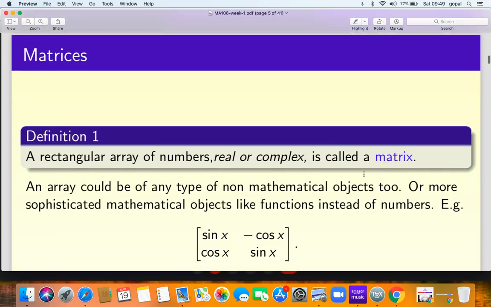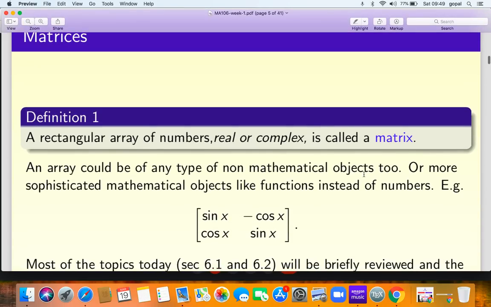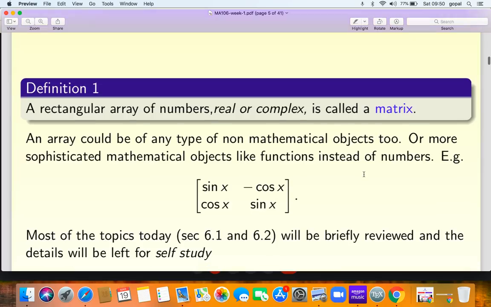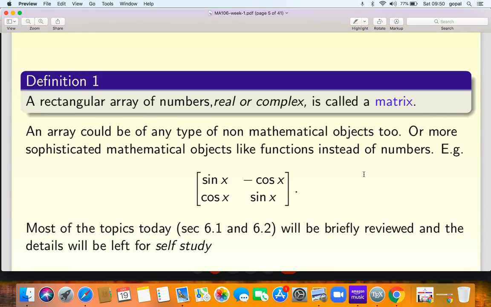Okay, so what are matrices? A matrix is basically a rectangular array of real or complex numbers. In the slide, you see a 2 by 2 matrix, a matrix with 2 rows and 2 columns: sin x, minus cos x, sin x. This is an example of a square matrix. Here, you may argue that this is not really a matrix of numbers. This is a matrix of functions. Yes, you're right if you say so.